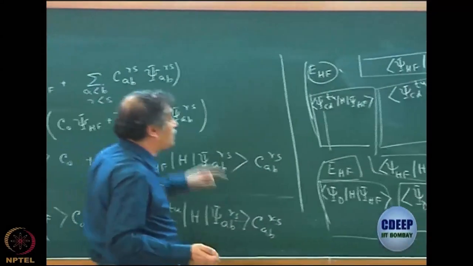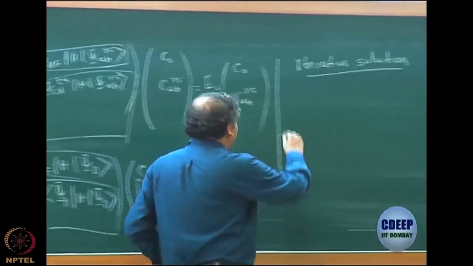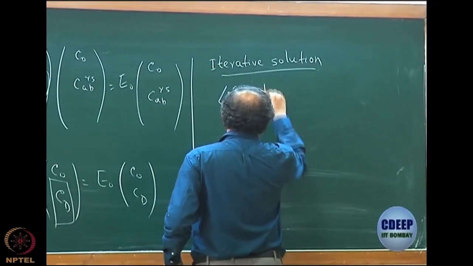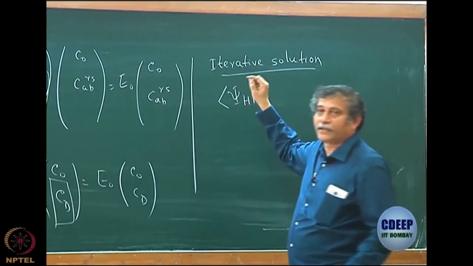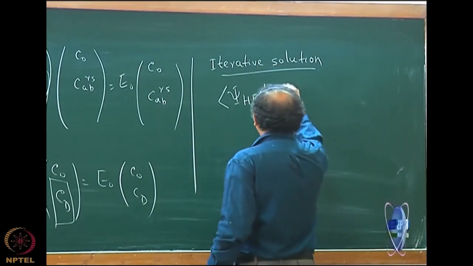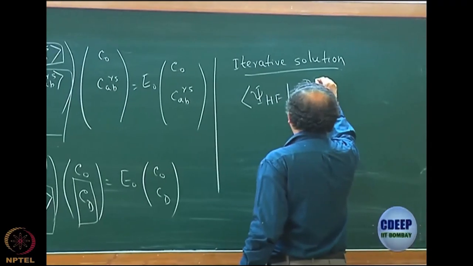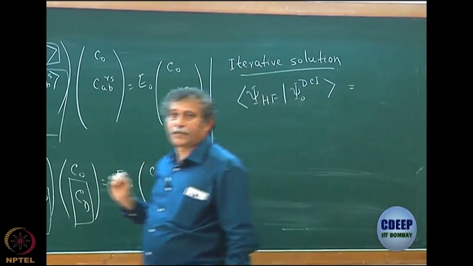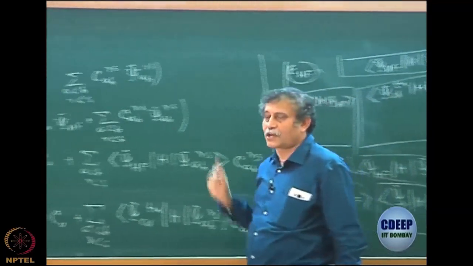The proposition of this is that psi Hartree-Fock with the exact psi naught should be equal to 1, if you remember intermediate normalization. If I do this here, the psi 0, which I now call psi 0 DCI, as I have proposed, what is the value? Can somebody tell me? It is not 1. What is the value?